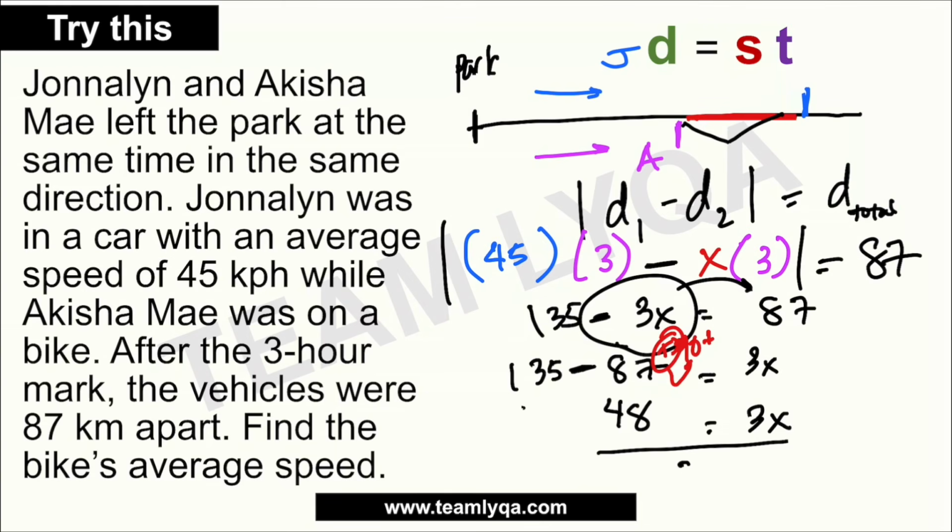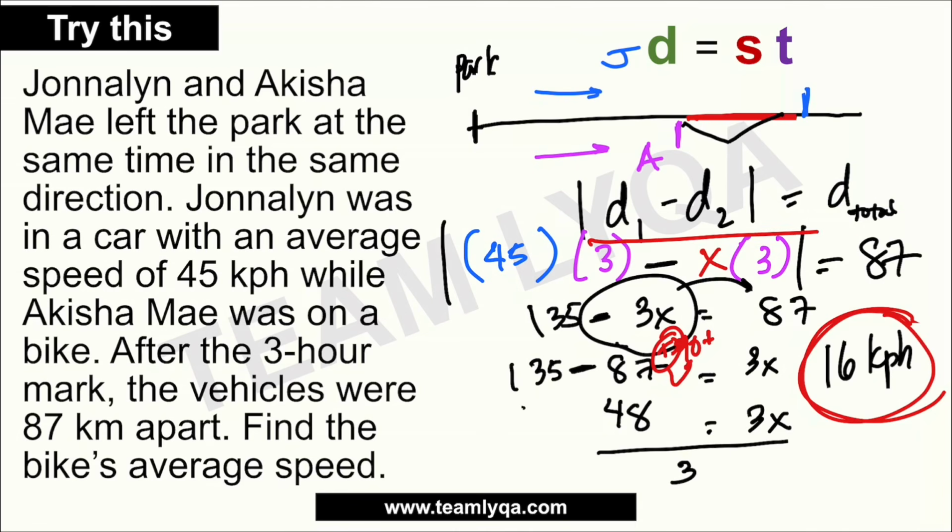So, 48, i-divide na lang natin sa 3. Ang lalabas would be 16 kilometers per hour. So, yan ang speed ni Keisha May on a bike, 16 kilometers per hour. So, again, yun yung magiging formula naman natin kapag same time, same direction.